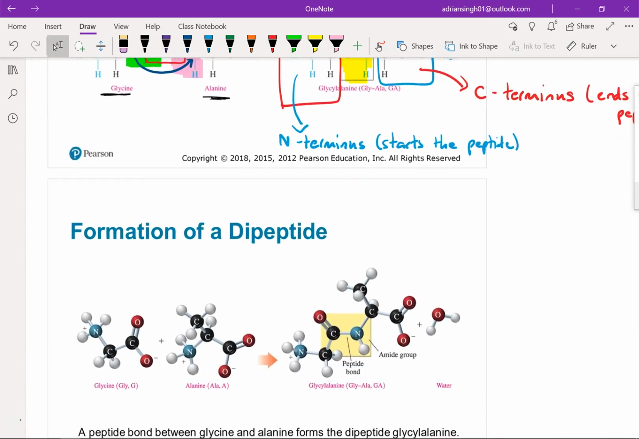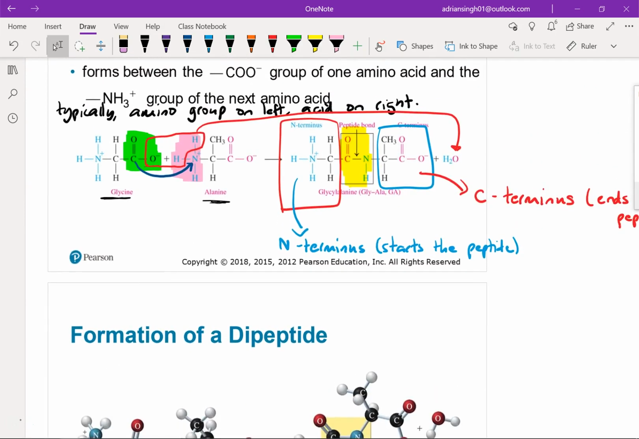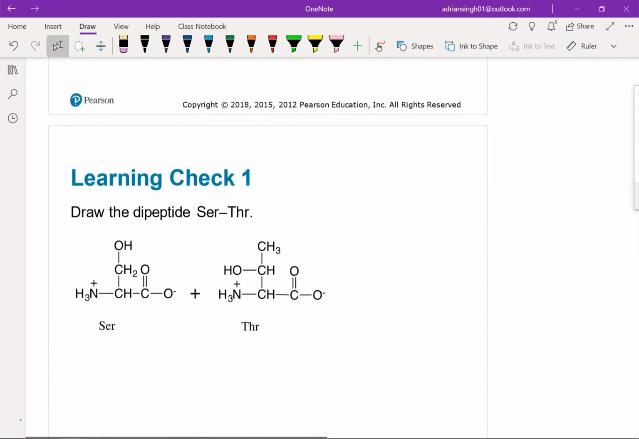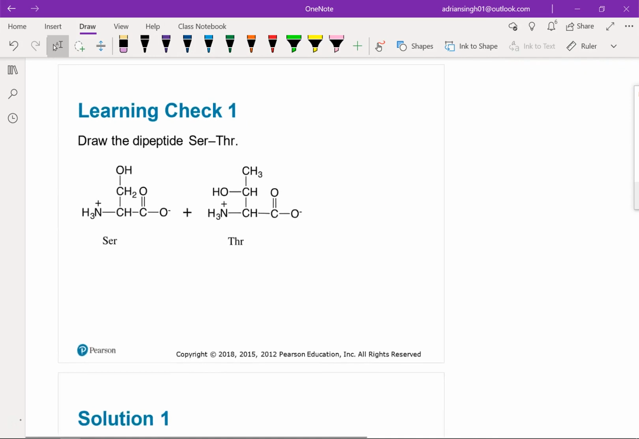So we form a dipeptide here because we link two amino acids together. Not because there are two peptide bonds, but because there are two amino acids. And that's a common misconception that students have at the beginning. Dipeptide means not two peptide bonds, but two amino acids. So let's see if we can practice that here. We have serine and we have threonine, and we want to draw the dipeptide between them.